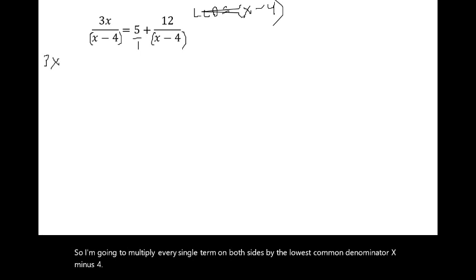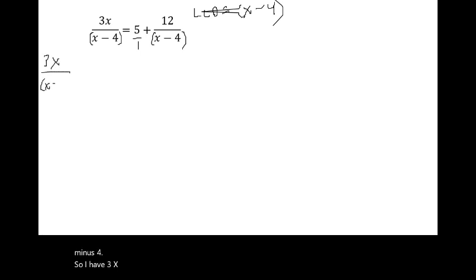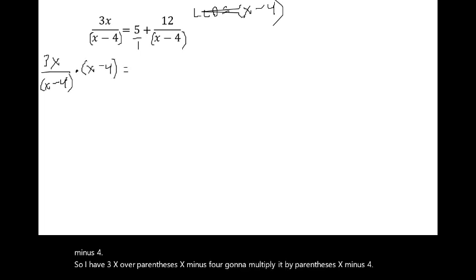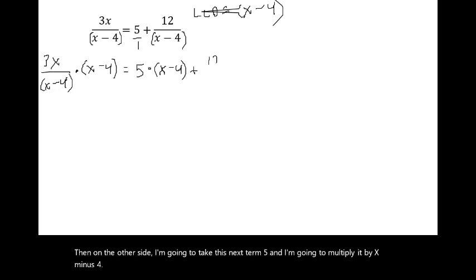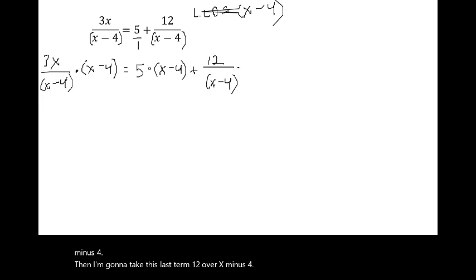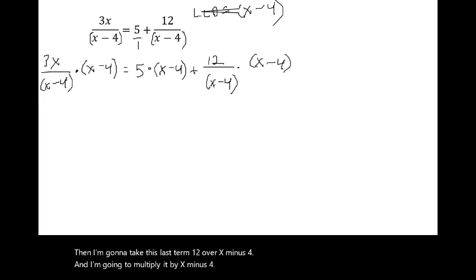So I have 3x over parentheses x minus 4. Going to multiply it by parentheses x minus 4. Then on the other side, I'm going to take this next term 5 and I'm going to multiply it by x minus 4. Then I'm going to take this last term 12 over x minus 4 and I'm going to multiply it by x minus 4. And then I'm going to simplify as I go.